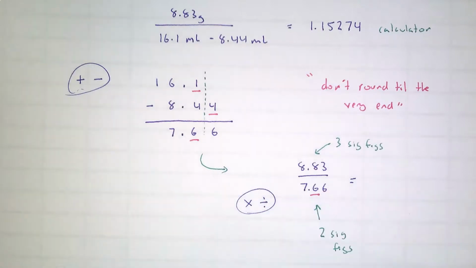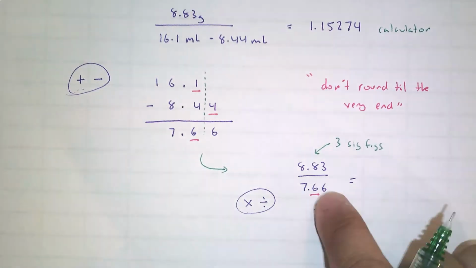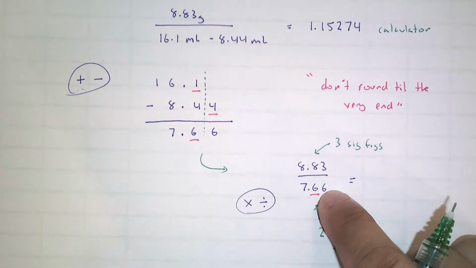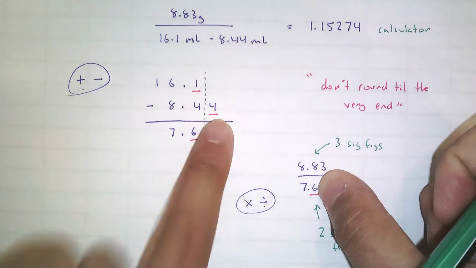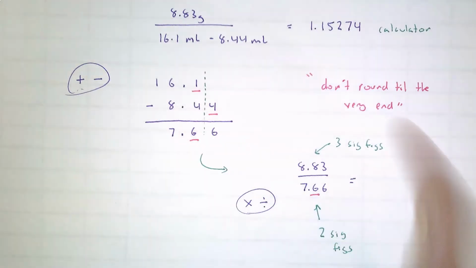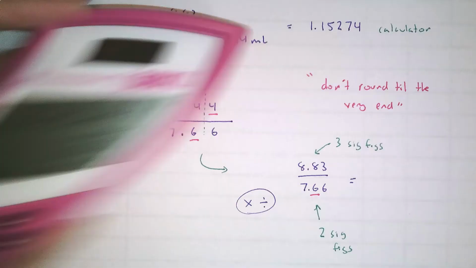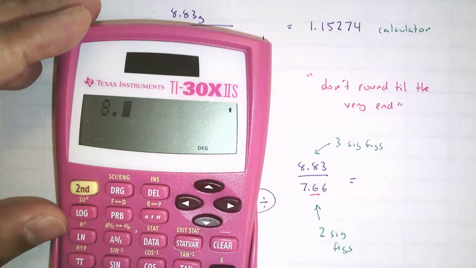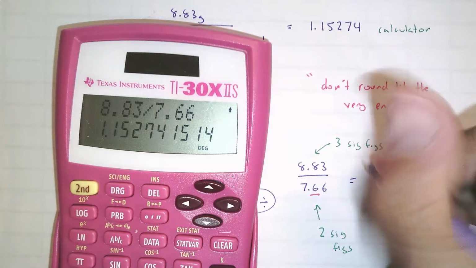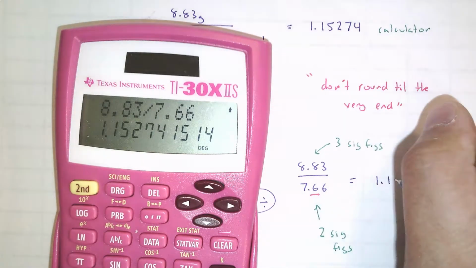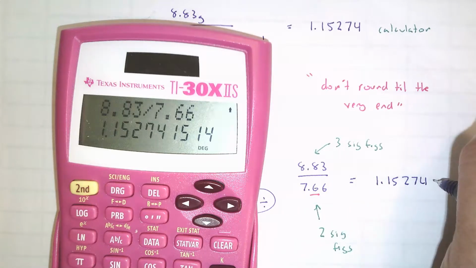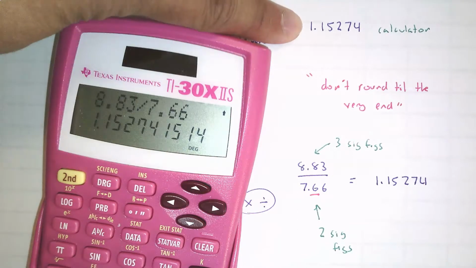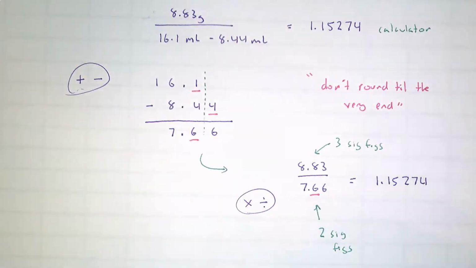It may not have mattered whether I have this number or not. I think it would matter, because I would get a different calculator answer if I had left this off. So again, don't round until the very end. 8.83 divided by 7.66, and without rounding to the number of sig figs, I have that initial number that I wrote up here. Okay, and now let's round.